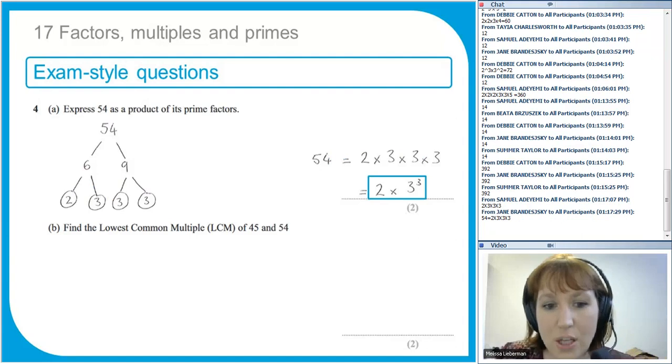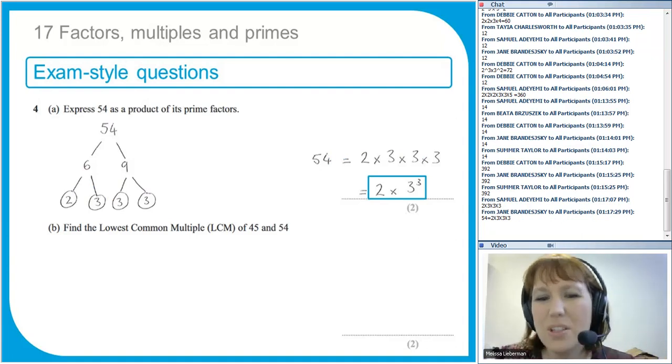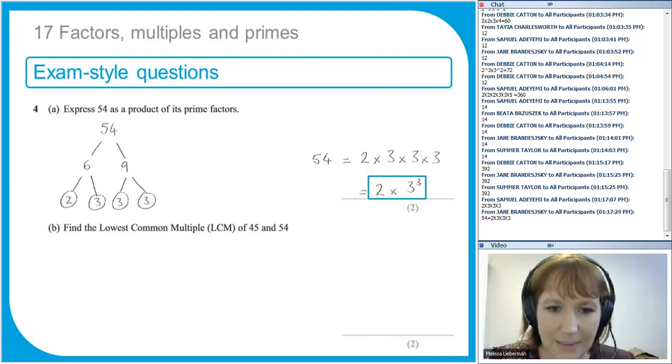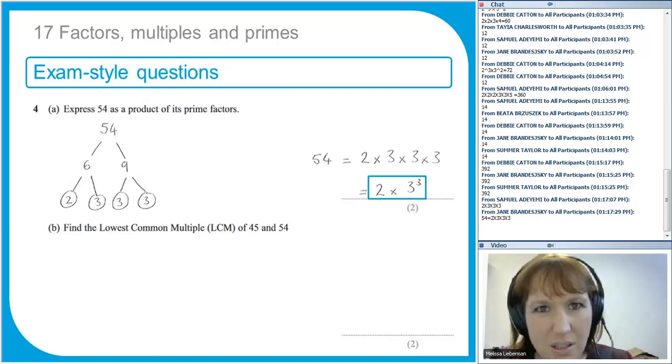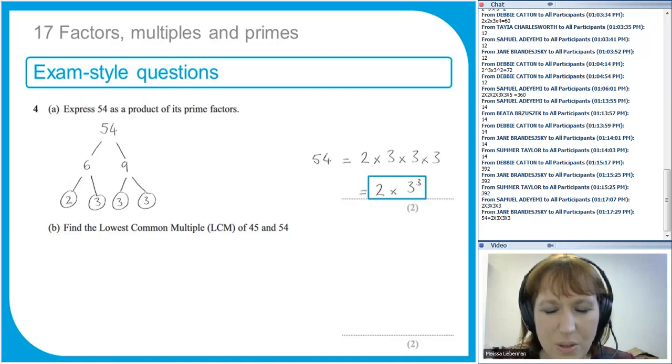Part B, find the lowest common multiple of 54 and 45. Almost read that backwards there, they're transpositions of each other. So to find the lowest common multiple, there's 2 ways of doing this. You could start writing out multiples of 45. So 45, 90, add on 45 and do it that way, and then multiples of 54. That's probably a trickier way with such big numbers.